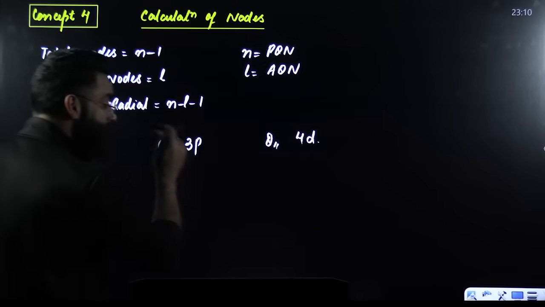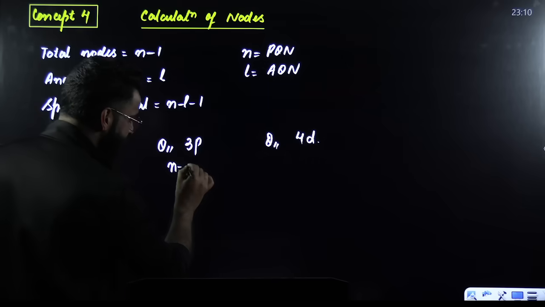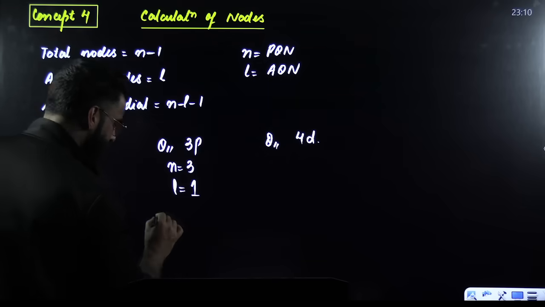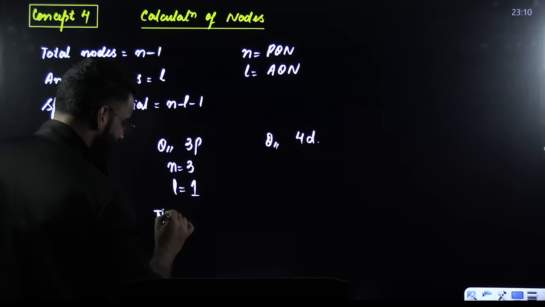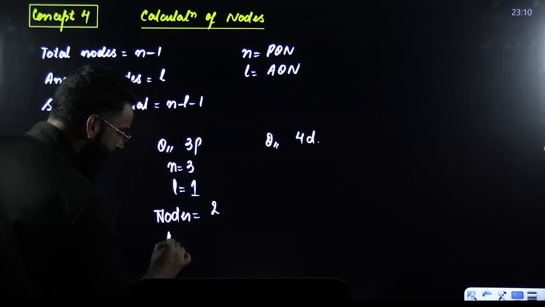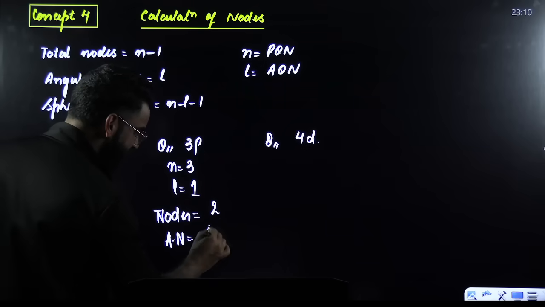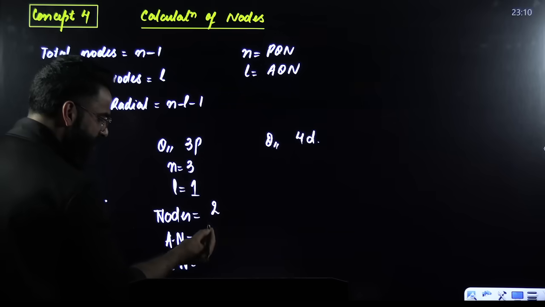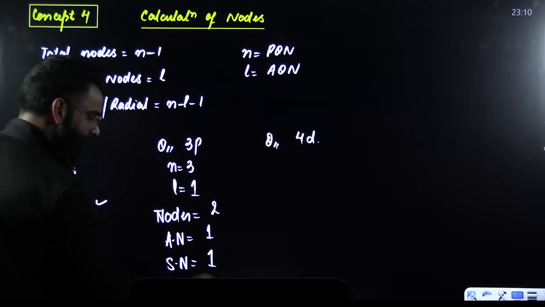Simple. Now 3p, for example. 3p, n value is 3. What is the value of L for p? For p, the value of L is 1. Now, total number of nodes is n minus 1, so 3 minus 1 is 2. Angular nodes is given by the value of L, so L value is 1. Now, for spherical nodes, total nodes are 2, out of which angular is 1. That means 1 will be spherical node.